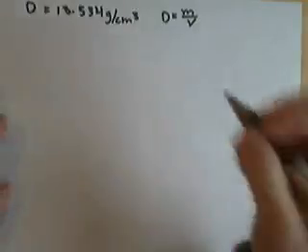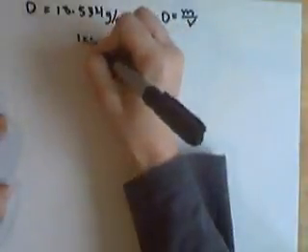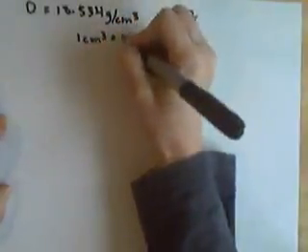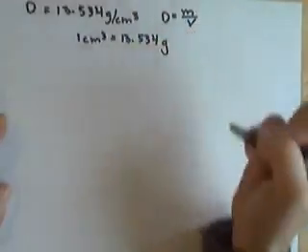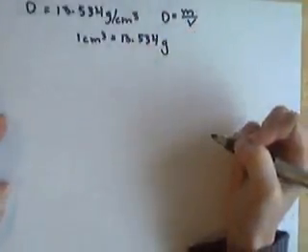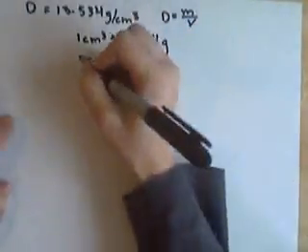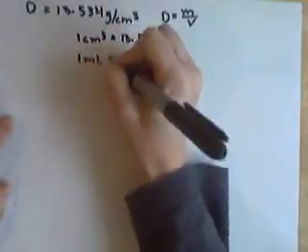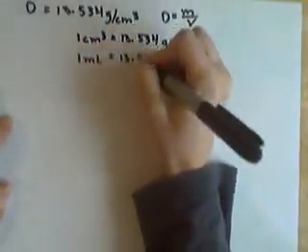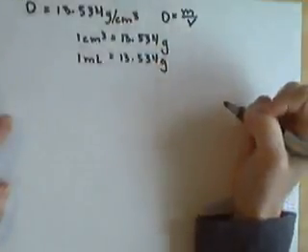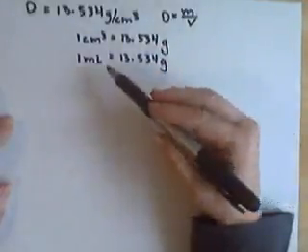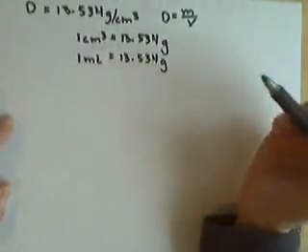So what this density means is, if I had 1 centimeter cubed of mercury, I'd have 13.534 grams. Right? And a centimeter cubed is the same as a milliliter. So it means that if I had 1 milliliter, I would also have 13.534 grams. So I can use this conversion factor to convert between milliliters, which is a volume, and grams, which is a mass. Right?